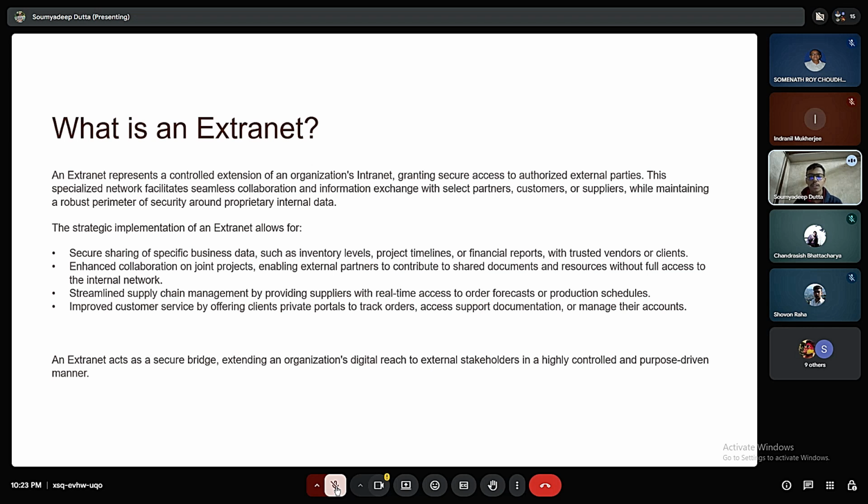For example, a company might allow suppliers to view inventory data or allow clients to track project progress through a secure login. This helps organizations collaborate efficiently with external parties while still protecting sensitive internal data. Strong security measures like authentication and encryption are used to ensure that only authorized users can access the shared resources. So, an extranet works as a secure bridge between an organization and its trusted external stakeholders.